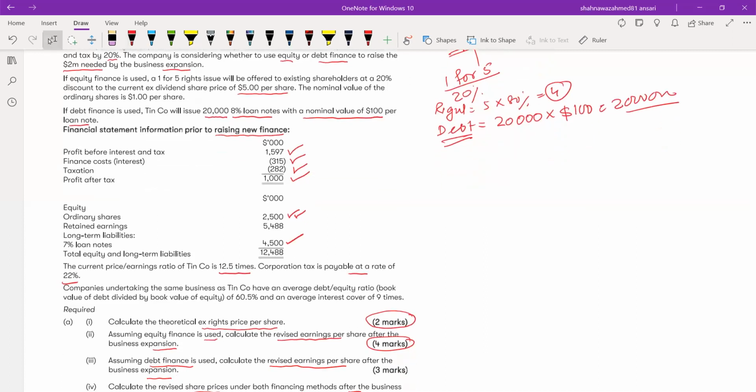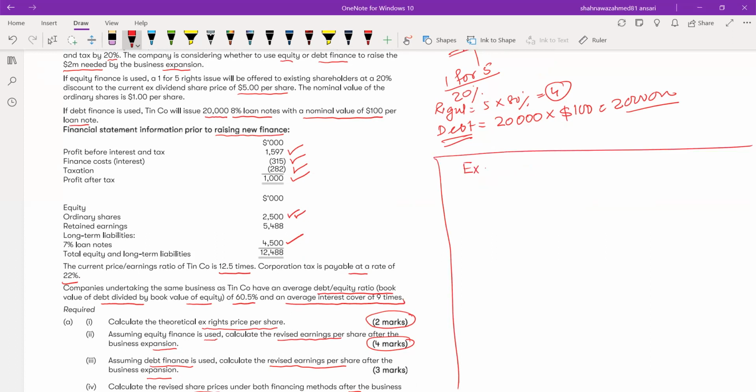Companies undertaking the same business as Tinco have an average debt to equity ratio based on book value, that is book value of debt divided by book value of equity is 60.5%, and average interest coverage of 9 times. Now let's calculate X right price per share.